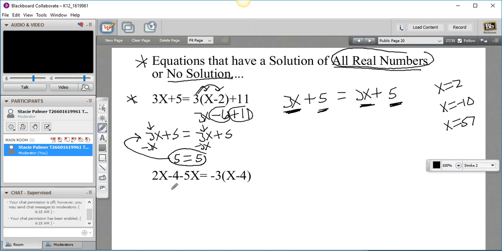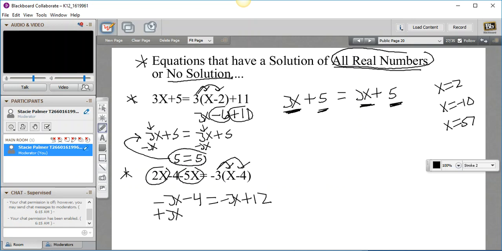Okay, let's look at the next one down below. You can see on the left side, we need to combine our like terms. We've got 2x, we've got a negative 5x, so that would be a negative 3x minus 4, equal to, on the right side, we need to distribute. This would be negative 3x plus 12. And then from there, we would add 3x to both sides. And this time, can you see our variable drops out and we're left with negative 4 equals 12, which is not a true statement. So if your variable drops out and you're left with a statement that is not true, you would say there is no solution.